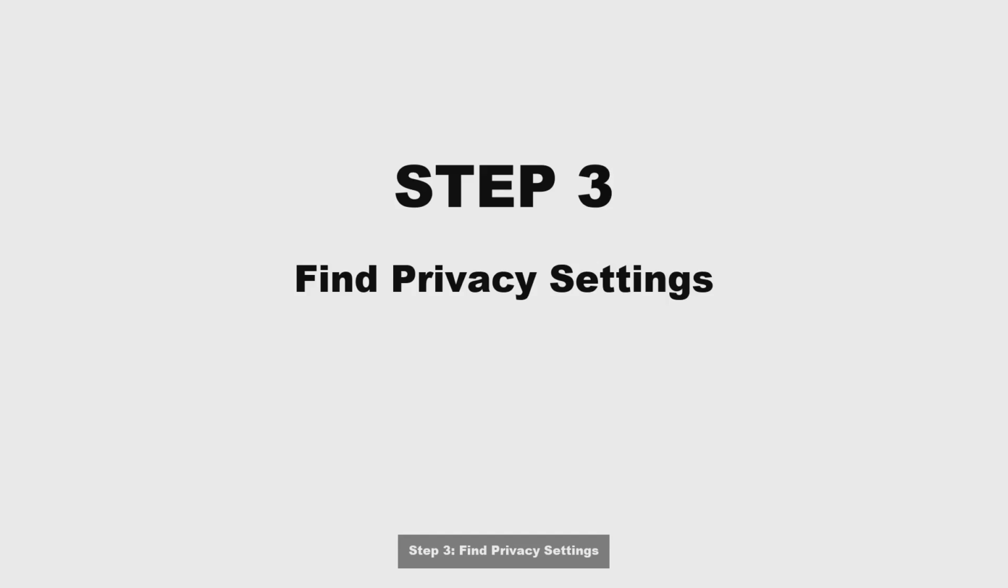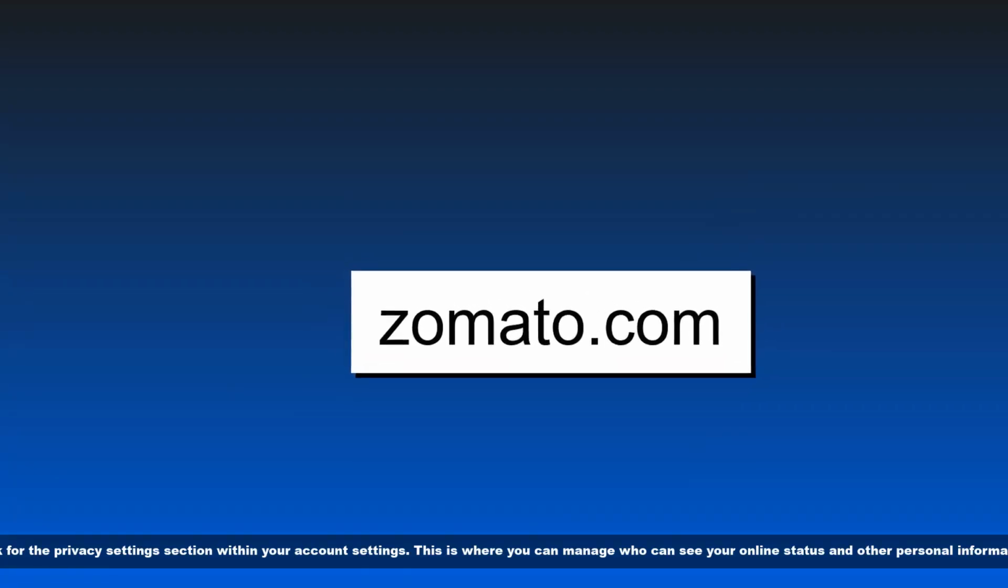Step 3. Find Privacy Settings. Look for the Privacy Settings section within your account settings. This is where you can manage who can see your online status and other personal information.